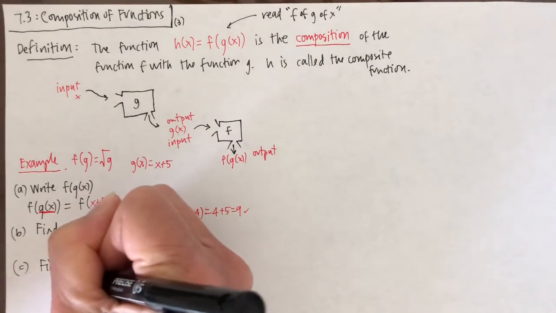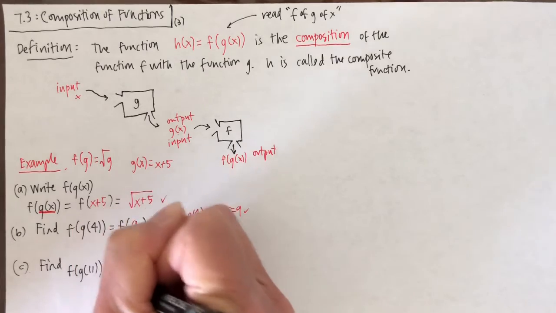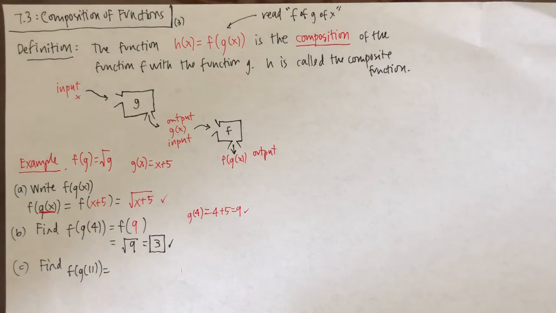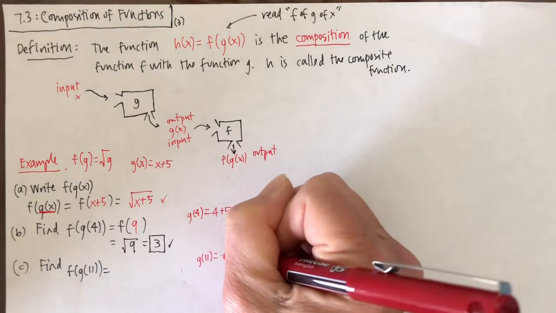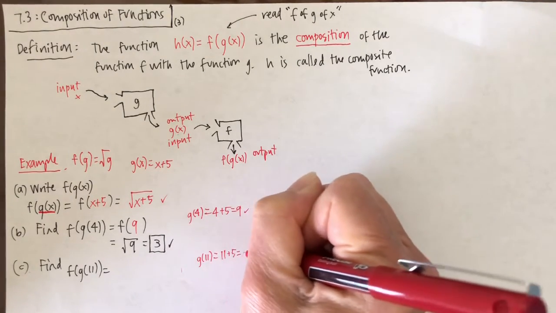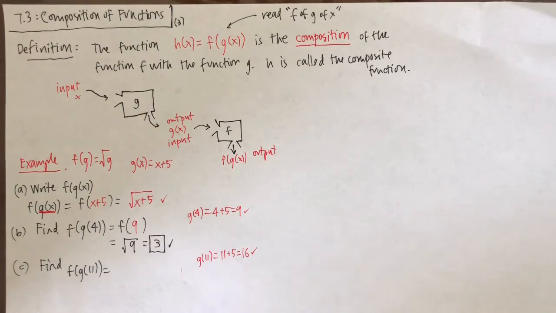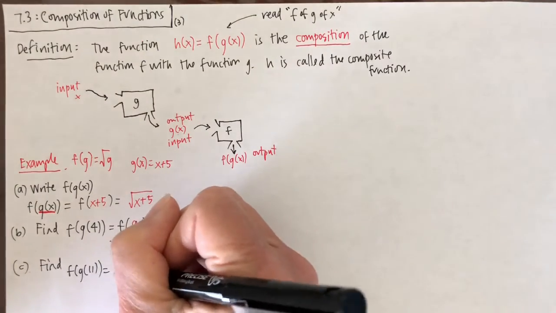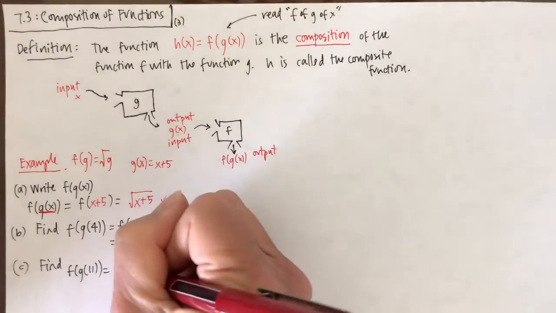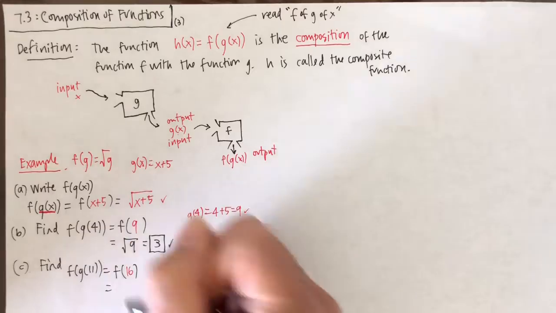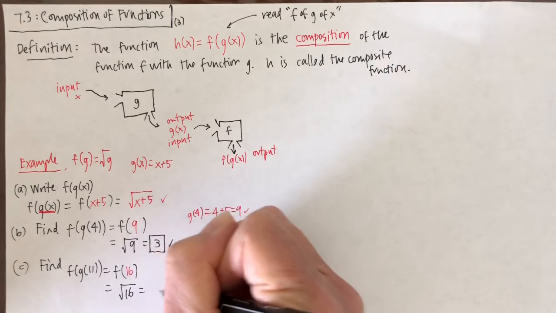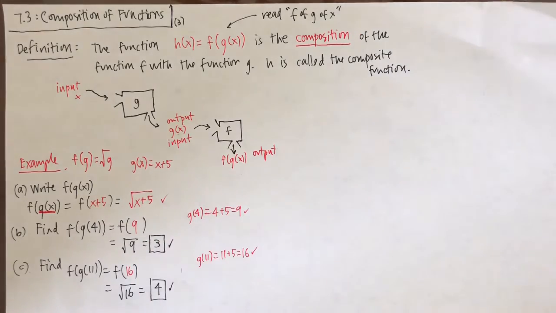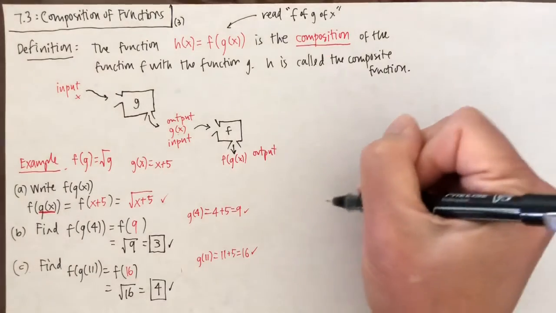Okay, let's find f of g of 11. So this time we start inside again. g of 11 is, go to the function g, that'll be 11 plus 5 is 16. Okay, so g of 11 is 16. So we need to find f of g of 11, but that's f of 16. And so this is, take 16 as an input to your function f. Square root of 16 is 4. Good.